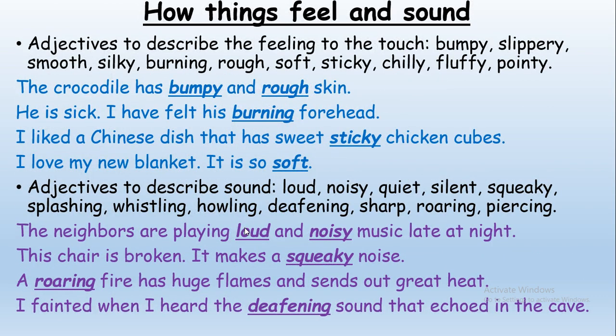Alright, what if we want to describe how things feel? If you want to know how things feel, you'll use your sense of touch, because the sense of touch will tell you how things feel. Are they soft, rough, smooth, bumpy, sticky, fluffy, pointy? So, adjectives also describe the feeling to the touch. So, bumpy, slippery, smooth, silky, burning, rough, soft, sticky, chilly, fluffy, pointy, hot and cold. They all show you how things feel to the touch.